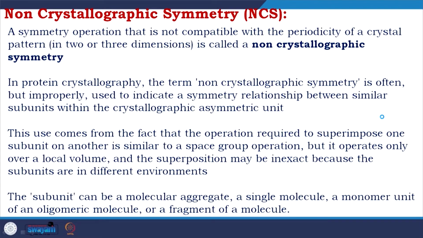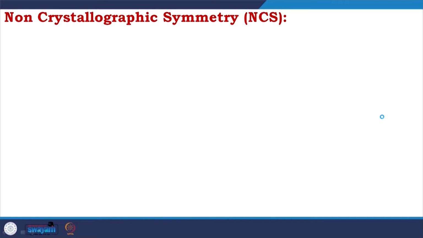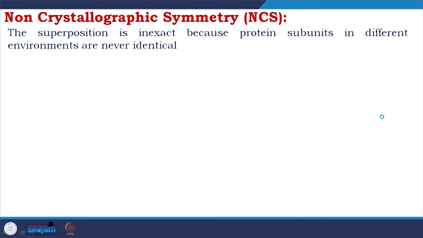The subunit can be a molecular aggregate, a single molecule, a monomer unit of an oligomeric molecule or a fragment of a molecule. The superposition is inexact because protein subunits in different environments are never identical.